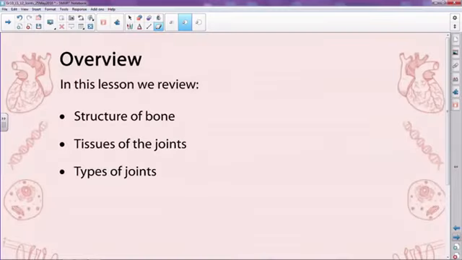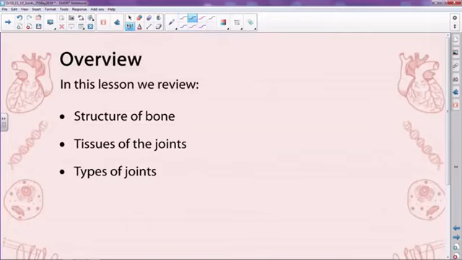Now, if you can remember last week, we started with the human skeleton. We looked at all the different bones. So now what we're going to do this week, we're going to see that when we look at our skeleton, bones are joined together. So we're going to see that bone joins with bone. There's a whole different variety, and we're going to look specifically at those kinds of joints. So what we're going to look at today is the structure of bone, number one.